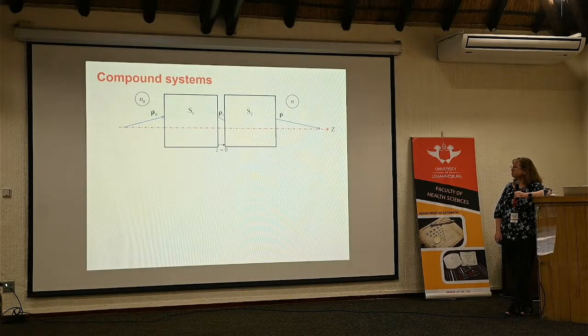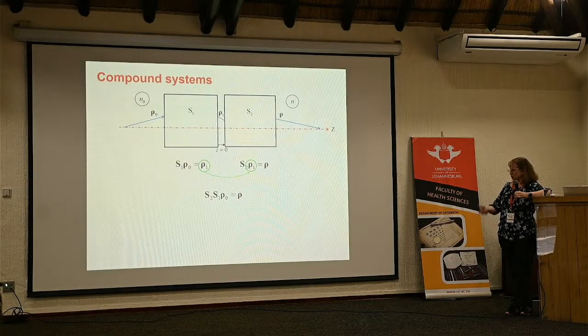Compound systems. If system one changes the ray across the system, and there's no gap here, and that is the effect of system two, then of course we can substitute and we obtain a relationship of S2, S1 times rho naught equals rho. And the important thing to pick up here is, of course, multiplication in reverse order.